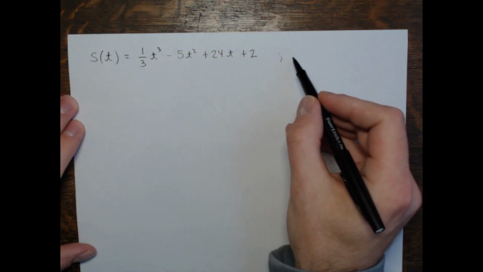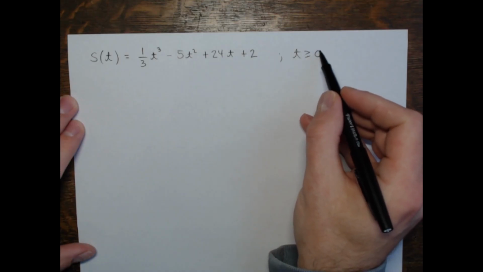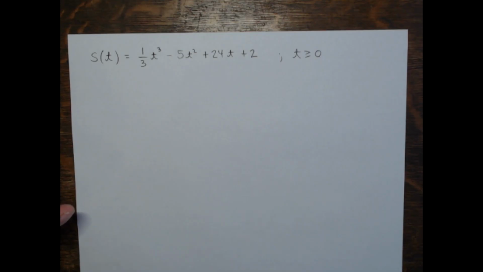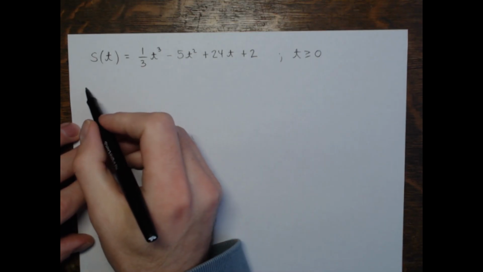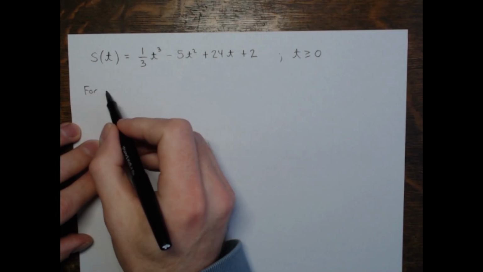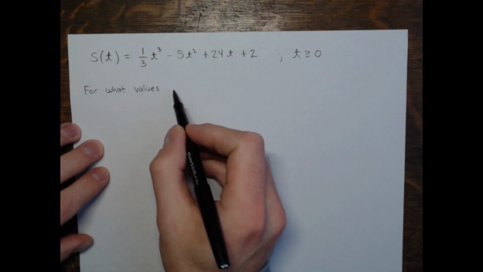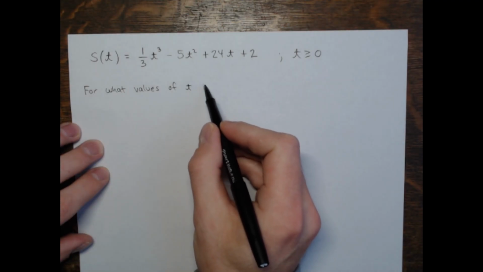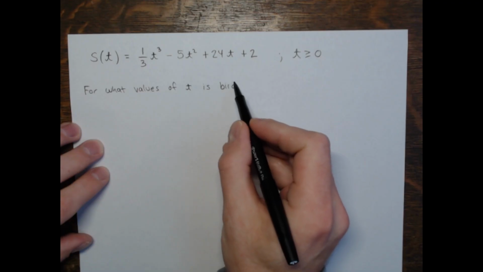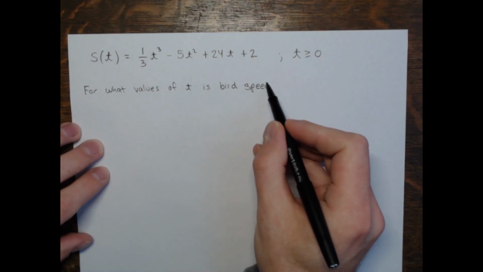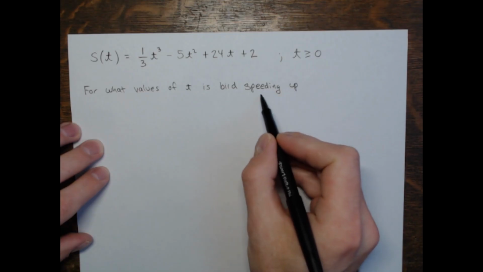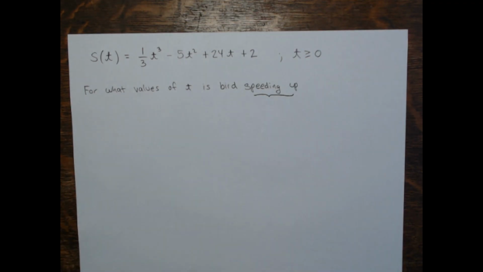And then again, they mentioned that they don't want to talk about any negative time. So time is greater than or equal to 0. So we're asked, for what values of t, on what intervals of time, is the bird, right, the object in this case is a bird, speeding up. So remember I said this before on the previous page that I had up before we started the problem. These objects will be speeding up.